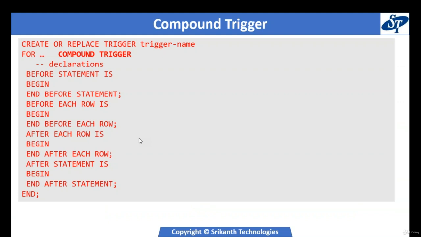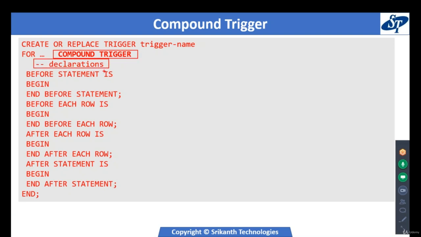Well, this is the syntax for that. You just need to give compound trigger, and that makes it a compound trigger. And here are the declarations, and these are the blocks: first block and second block and third and fourth. These blocks can have the code, and all these blocks can also access the data that you declare here. All the variables that are declared here can be accessed from anywhere.